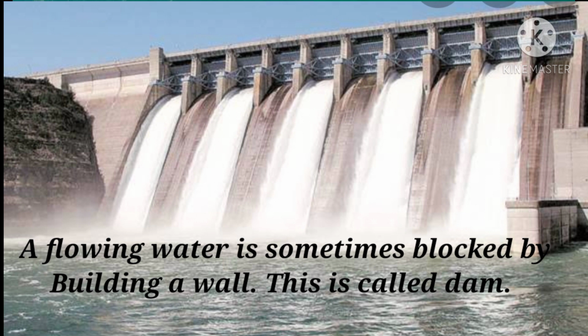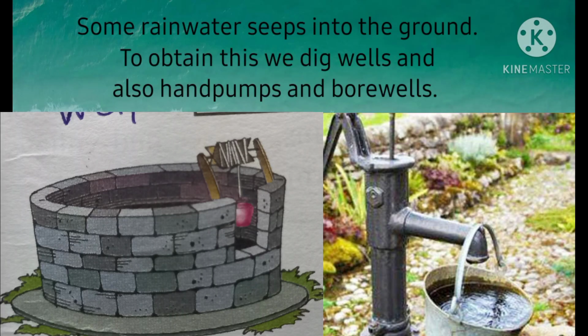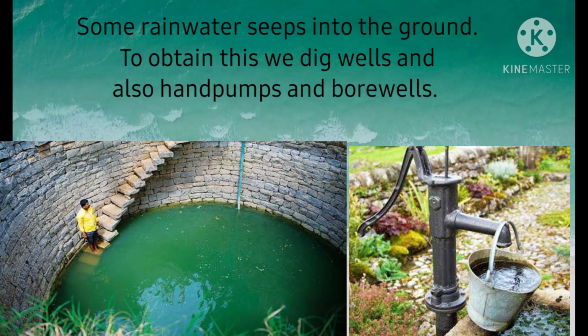A flowing river is sometimes blocked by building a wall. This is called a dam. When it doesn't rain, the water from the dam can be used. Some rainwater seeps into the ground. To obtain this water, we dig wells. This water can also be taken out by using hand pumps and bore wells.